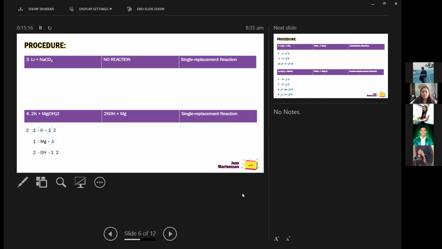Okay, sige. Let's consider potassium as... no, lithium is on the third. So sige, this one is no reaction. I just want to correct this one here. We have lithium plus Na2CO3. Mali lang yung nasa given sa activity nyo, sa papel.